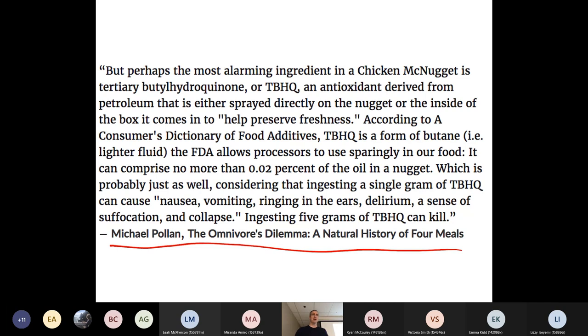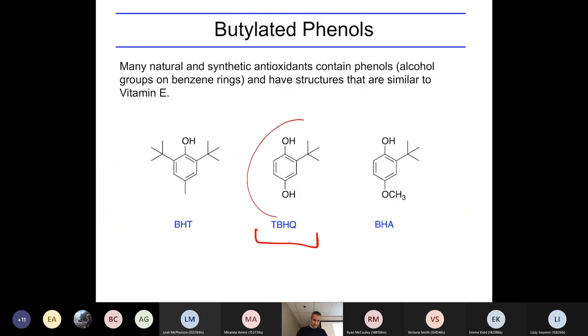So now you guys are organic chemists. You guys have a couple of months of organic chemistry behind you. This is butane. I think that's lighter fluid. You can get it out of natural gas. Sure. How much truth is there in this statement? It's a form of butane.